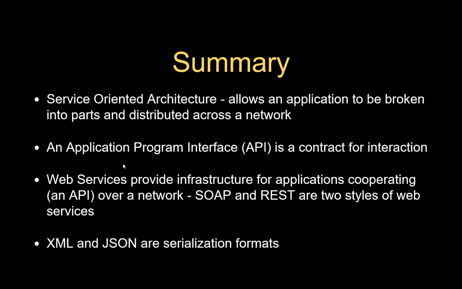So in summary, we talked about service-oriented architecture. We talked about how we have different systems, and each system does a certain piece of the job. These systems need to talk to each other, so that's why we need to have the API. And we also talked about XML and JSON as serialization and deserialization formats and the standards that are being used on the World Wide Web right now.